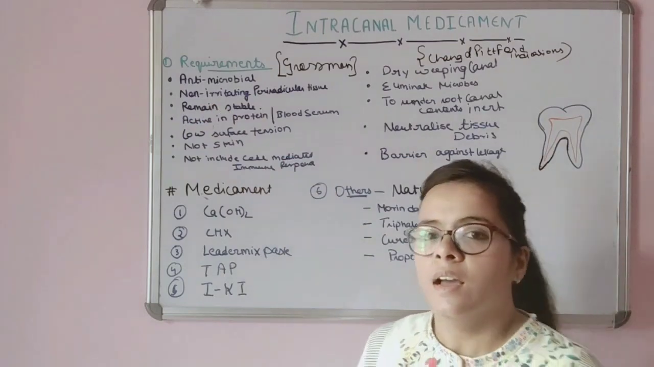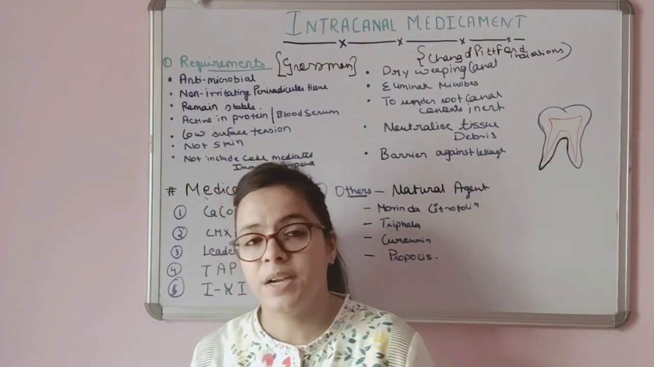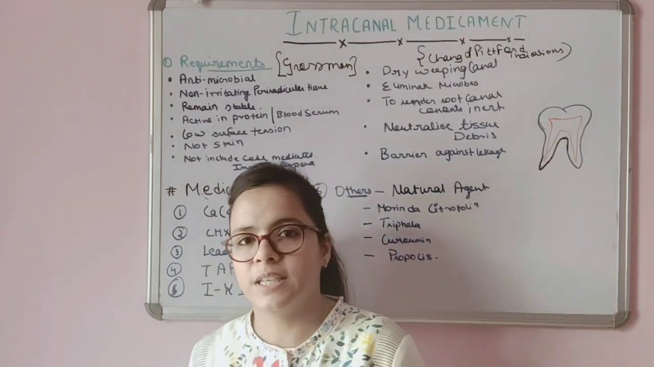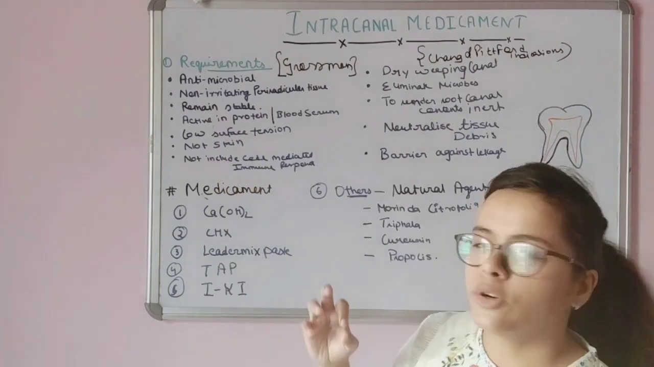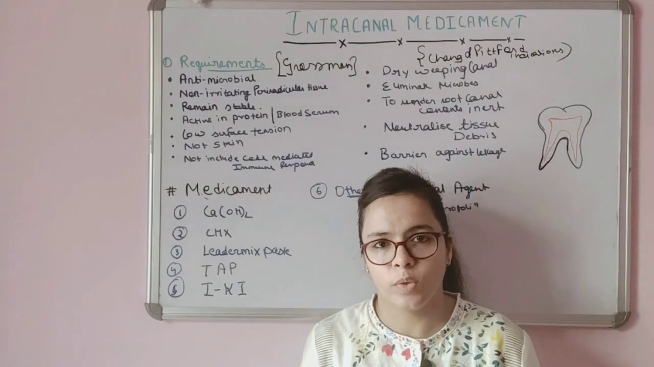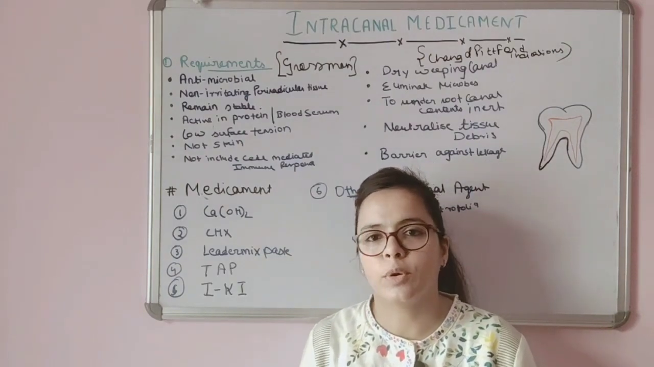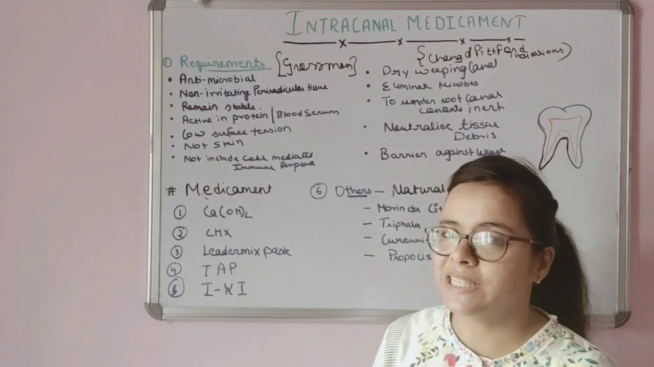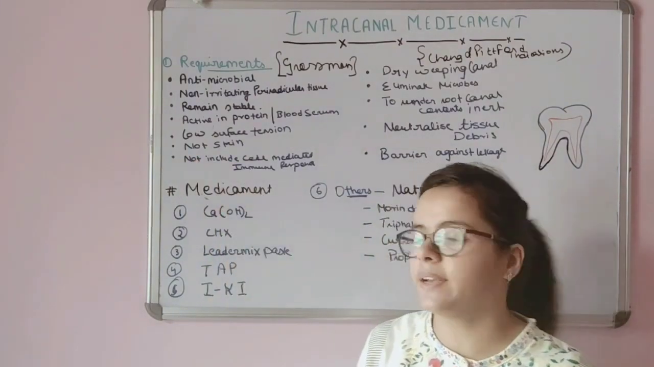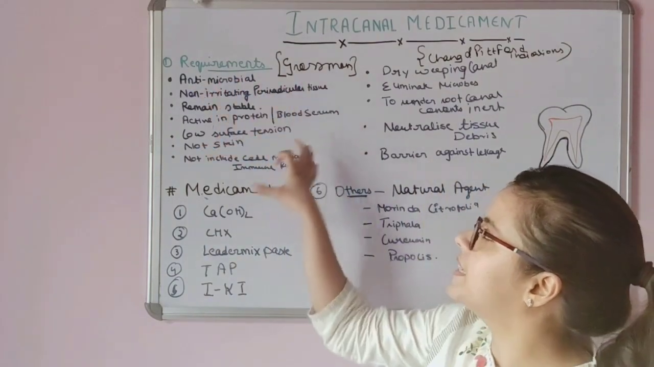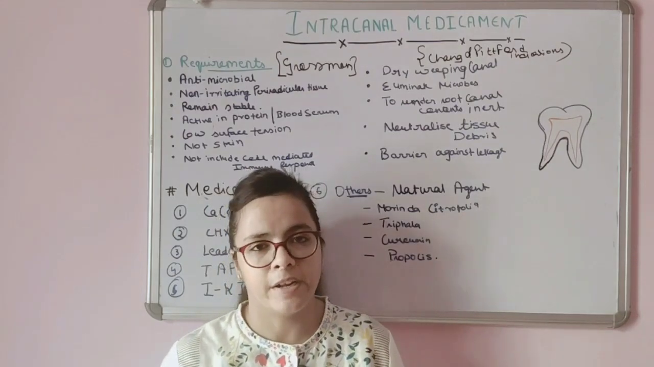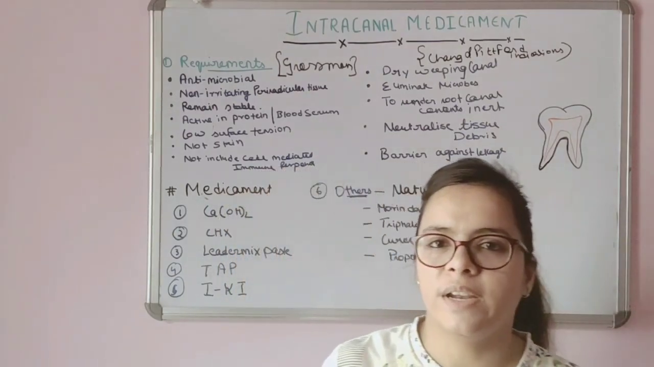Then it should remain active whether you are using it in the presence of protein or blood serum. Then it should have a low surface tension, and it should not stain any tooth, because if it stains the tooth the purpose will not be solved, as from the aesthetic point of view it will not be good. Then it should not induce any cell mediated immune response. So all these properties should be there in your intracanal medicament. Now what are the basic requirements of an intracanal medicament?